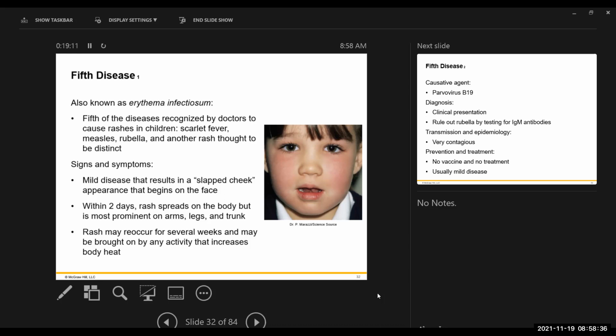However, this can also be transmitted through blood products. So transfusions can transmit this virus as well. You can also transmit it through the placenta as well. So this one is also transmitted through the placenta. This infection has an incubation period of 4 to 14 days.